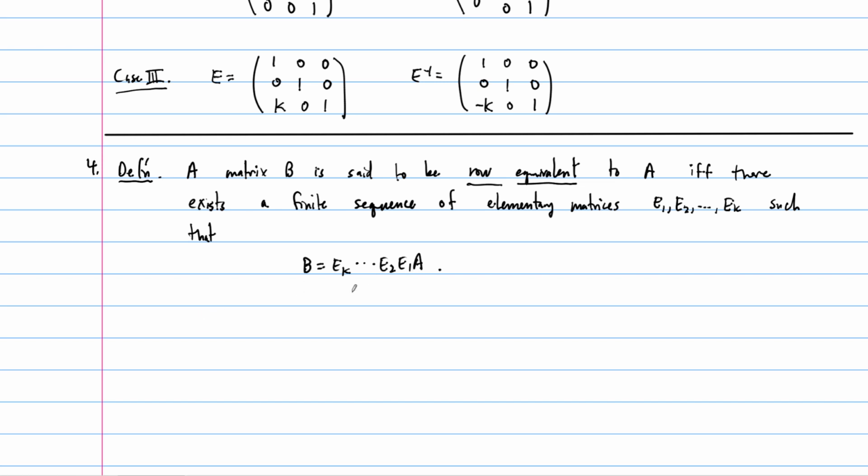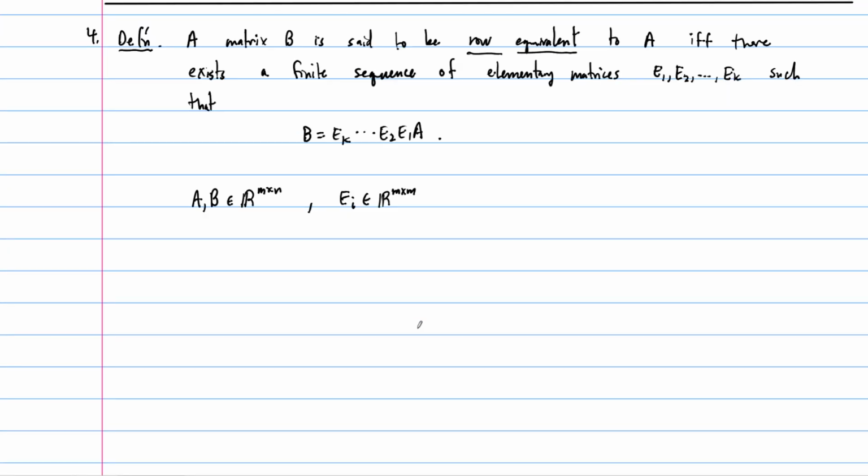Now, just to unpack the definition, what has to be true? Well, A and B have to be in the same dimensional space. They have to be m by n matrices. They don't have to be square. However, the elementary matrices always need to be square, and since they're multiplying on the left here, they need to be in the space R^(m by m), all of them. So each one of those has to be a square elementary matrix of dimension m by m for left multiplication to work out.